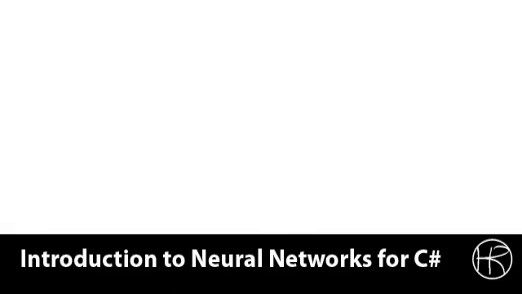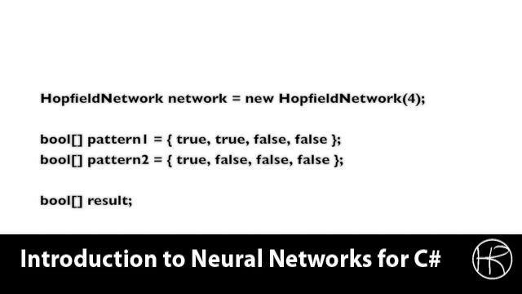We begin by looking at the structure of this console mode application. The console example begins by creating a Hopfield neural network named network. As you can see, a 4 is passed into the constructor to indicate that there will be 4 neurons. Next, we create 2 input patterns, pattern 1 and pattern 2. Pattern 1 is the input pattern that the neural network is going to be trained with. So we're training it to recognize true, true, false, false.